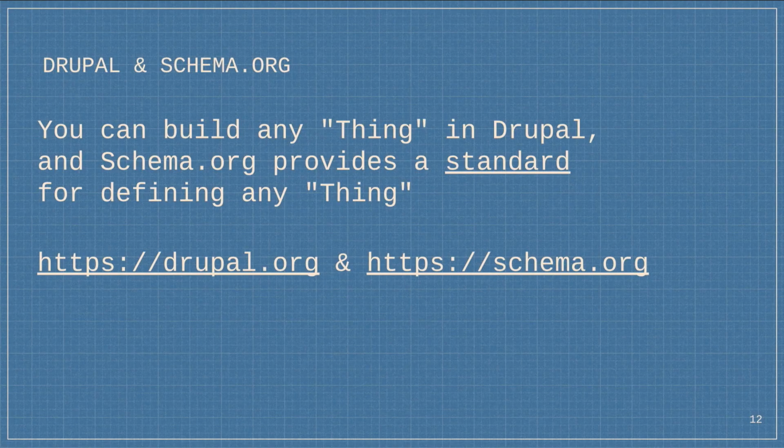And this is the most simple way for me to describe the relationship of Drupal and schema. You can build anything in Drupal, and schema.org provides a standard for defining anything. So whatever sector you're in, and you want to build an event website or a recipe website, or I work for a hospital, we want to build a hospital website, we can build that in Drupal. You can model that data, but schema.org provides that model in a concrete standard.